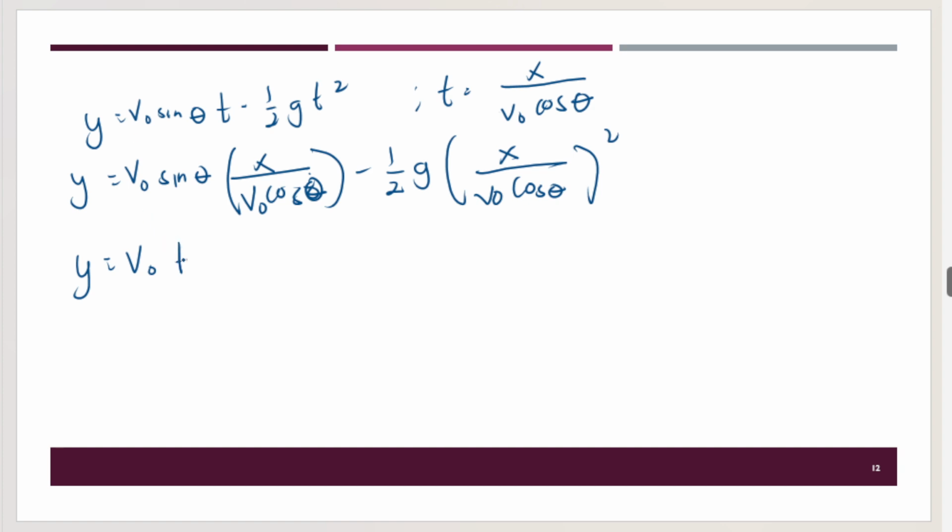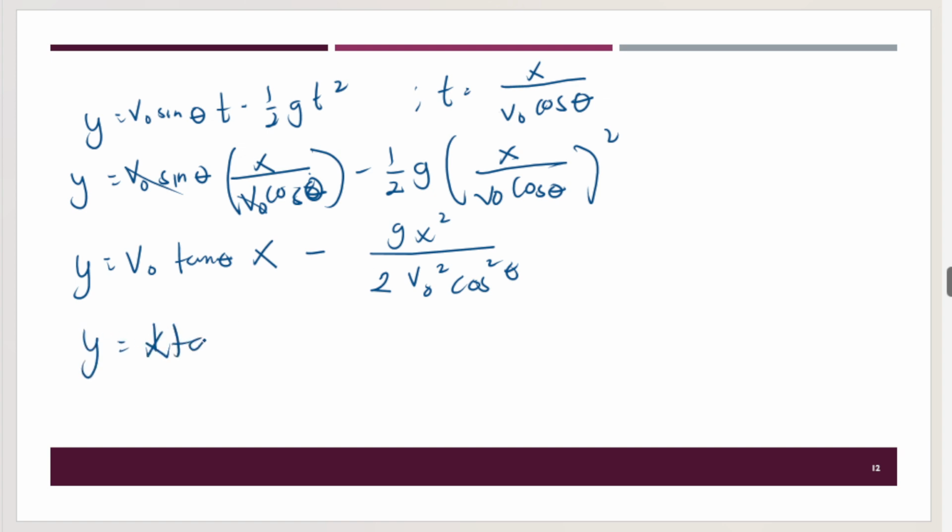Ayan. Y is equal to x tangent theta, multiplied by x, tama ba? Minus... actually, maka-cancel na pala, no? Ito, multiplied by g x squared over 2, tama ba? V sub o squared cosine squared theta. Or, yun nga, y is equal to x tangent theta minus g x squared over 2 v sub o squared cosine squared theta. O yan, ito yung equation na gagamitin natin to solve, no?